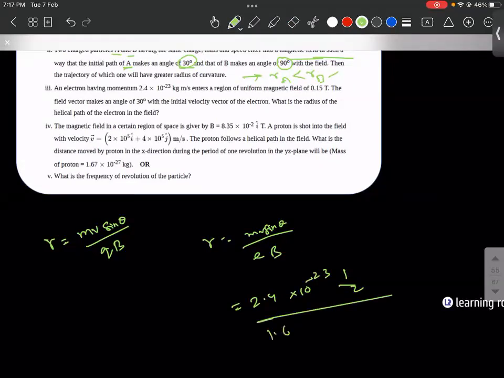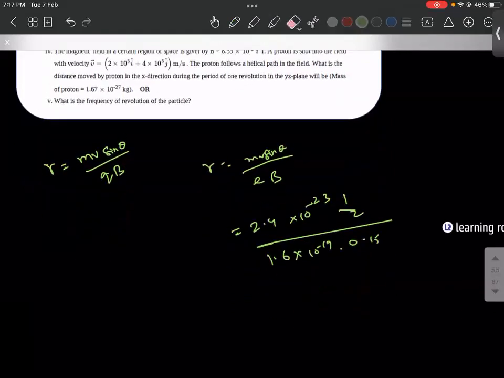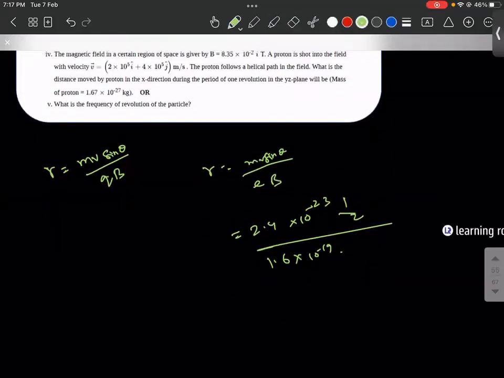Divided by e, which is 1.6 into 10 power minus 19, into B is how much? 0.15. 0.15 is 15 divided by 100. So solving this, you should get the answer as 0.5 millimeter. That is the answer.